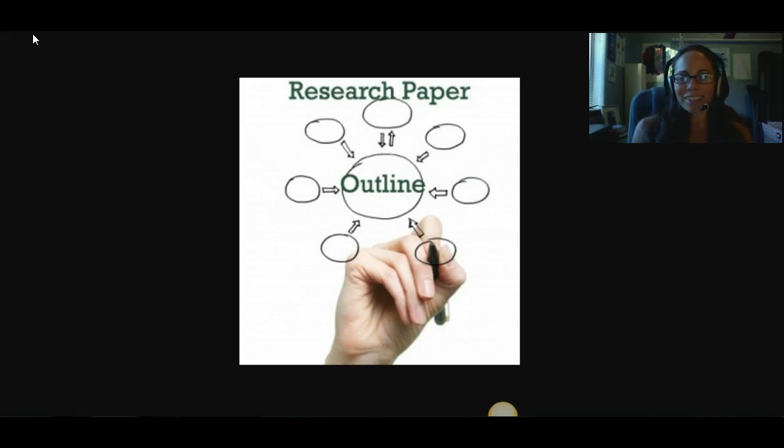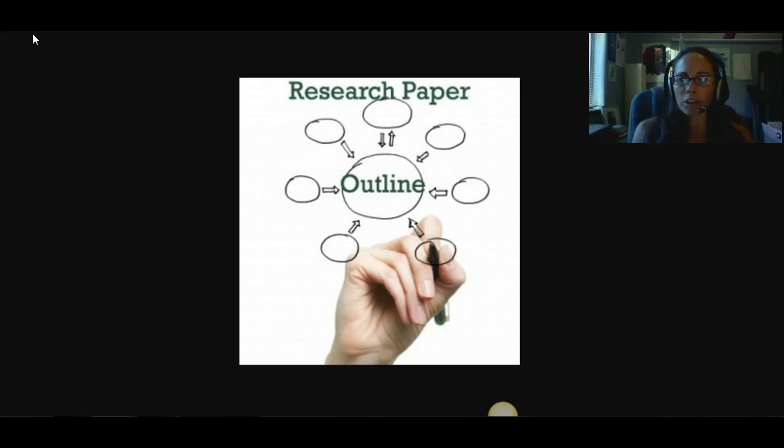In the past, I've had students ask, why do I have to write an outline? This is not part of my normal writing process. It's just not something I do. I don't really want to do it. Well, understood. But there's a reason why I assign an outline as part of the research process.